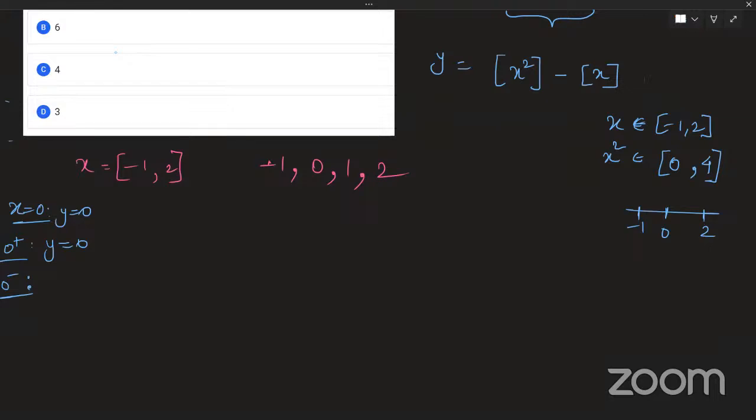What is the square of 0 minus? Is it positive or negative? Positive. Great. So, 0. You need to take the GIF of that. Again, it will bring it to 0.